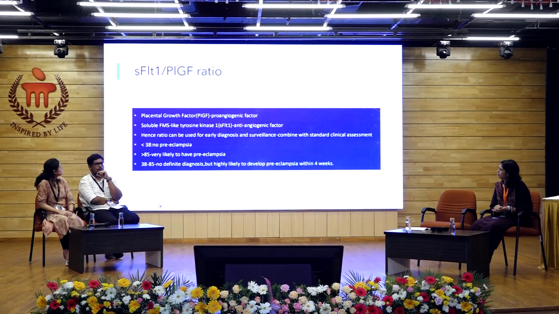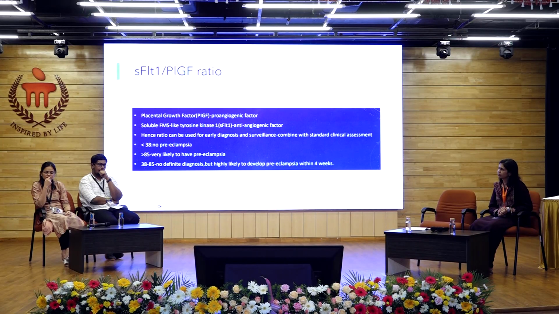I just want to, this is a little bit of obstetrics. It's basically a new ratio which can help with early diagnosis and surveillance of preeclampsia. If you go to the pathogenesis of preeclampsia, it is basically an imbalance between pro and anti-angiogenic factors. So the placental growth factor, you must have read about this, is a pro-angiogenic factor, and the FMS-like tyrosine kinase is an anti-angiogenic factor. When you have an imbalance between these two, the ratio becomes a very useful marker for early diagnosis.